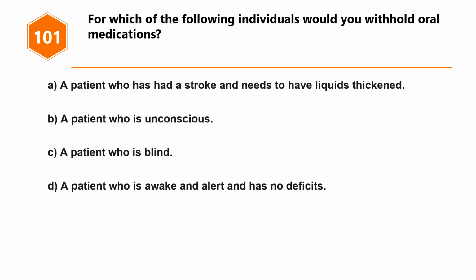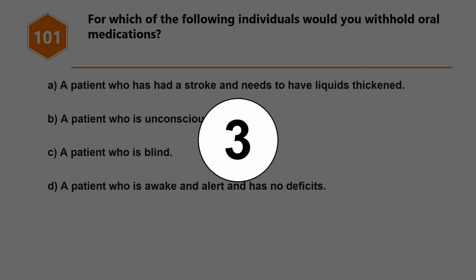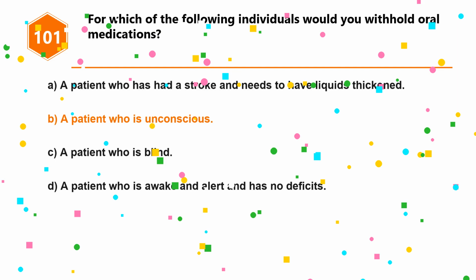Question 101. For which of the following individuals would you withhold oral medications? Option A. A patient who has had a stroke and needs to have liquids thickened. Option B. A patient who is unconscious. Option C. A patient who is blind. Option D. A patient who is awake and alert and has no deficits. The correct answer is option B. A patient who is unconscious.